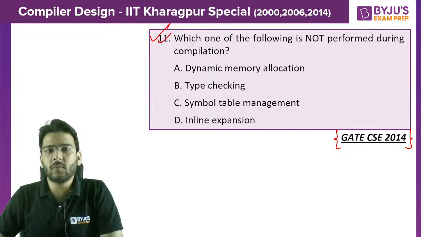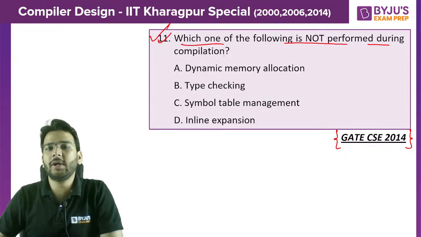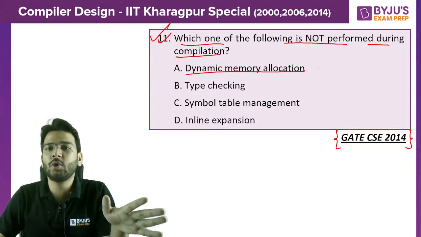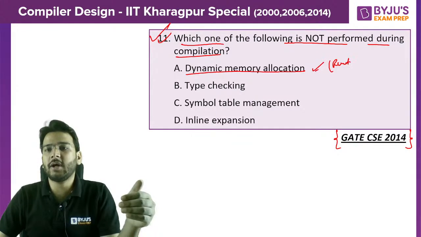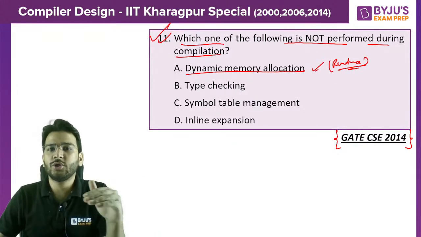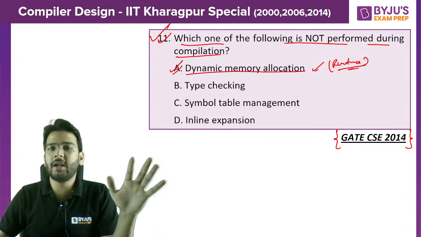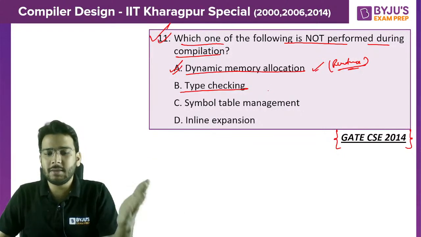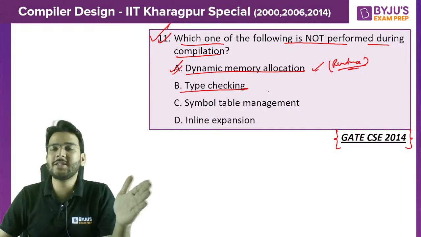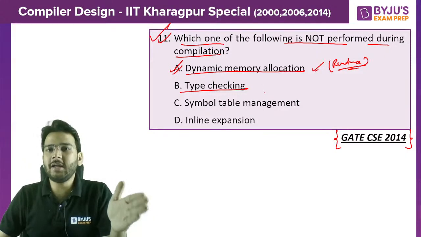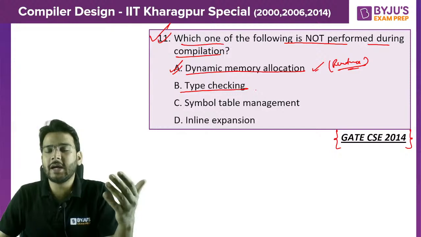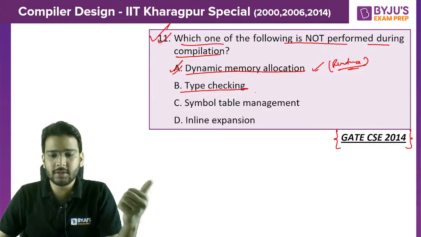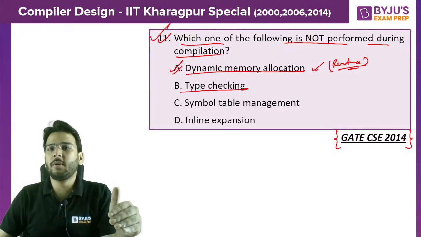So here, which one of the following is not performed during compilation? Dynamic memory allocation. Can you perform it during compilation? No. Runtime. At runtime only you can do it. So this is not performed during compilation. Type checking. Yes, semantic analysis phase. In semantic analysis phase, we do type checking, and that is part of the compilation process. So this is performed during compilation.